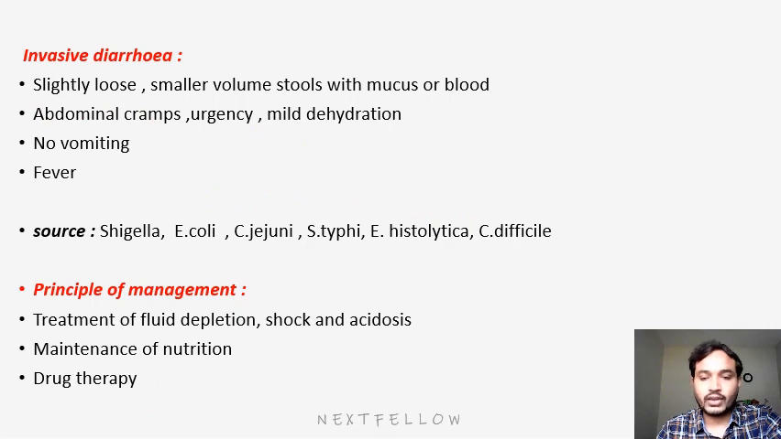Next will be invasive diarrhea. Invasive diarrhea symptoms will be slightly loose, smaller volume stools with mucus or blood. That means this is the fundamental difference: invasive will have mucus or blood, but non-invasive doesn't have mucus or blood in the stools. Abdominal cramps, urgency, mild dehydration. Here we don't have any vomiting, but fever will be compulsory. In invasive, fever will be there; in non-invasive, mostly fever will not be there, and if it comes, it will be very mild.